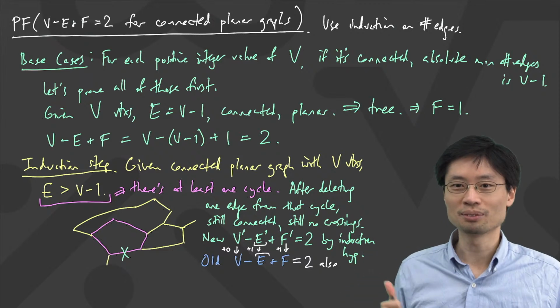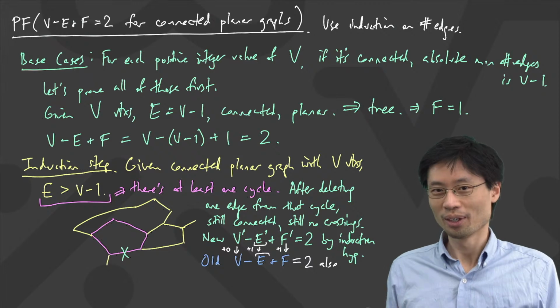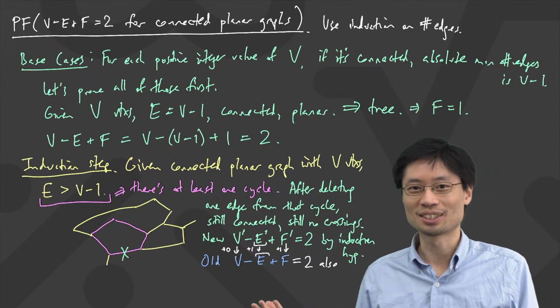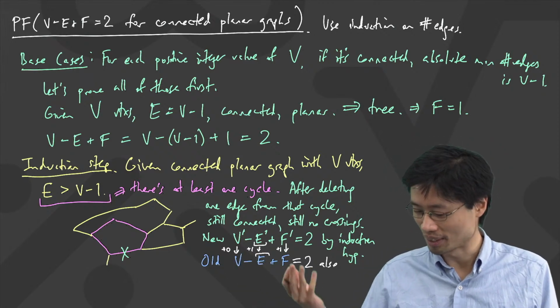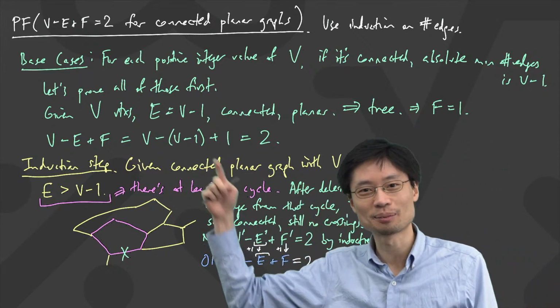Are people cool with this proof? Or if there are any questions, please feel free to ask. Because this is like amazing. We managed to just get a proof of the vertices, edges, and faces formula, where all we did is we just used induction together with some tree stuff.